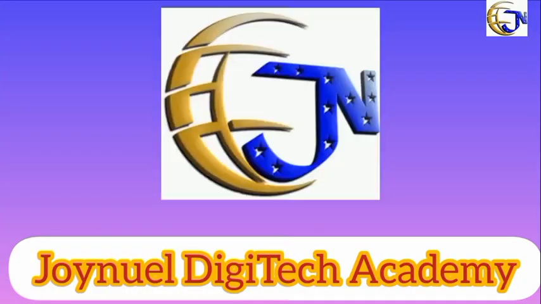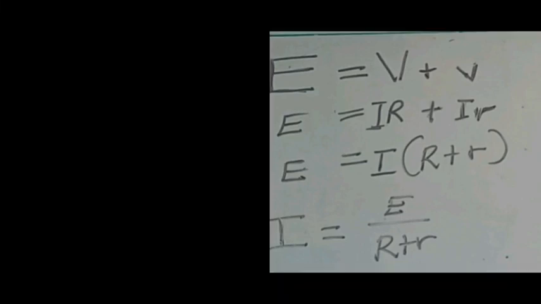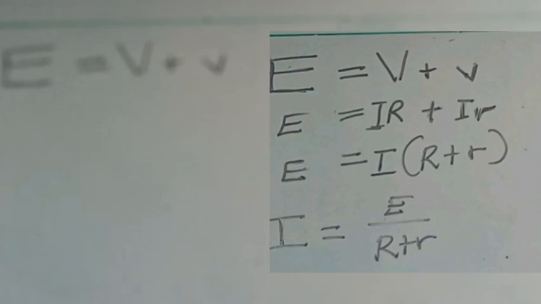Welcome to today's class. E is for EMF of a cell. Capital V is for terminal PD, while small letter v is the lost volt. What is EMF of a cell? Let's start by defining EMF of a cell.